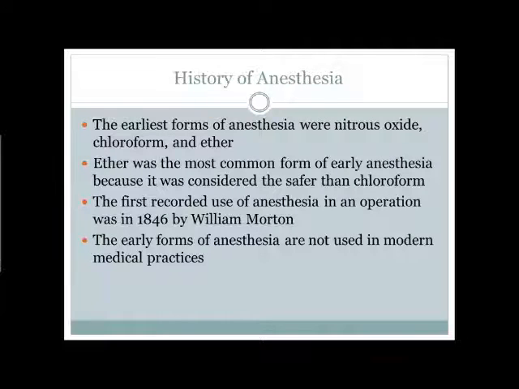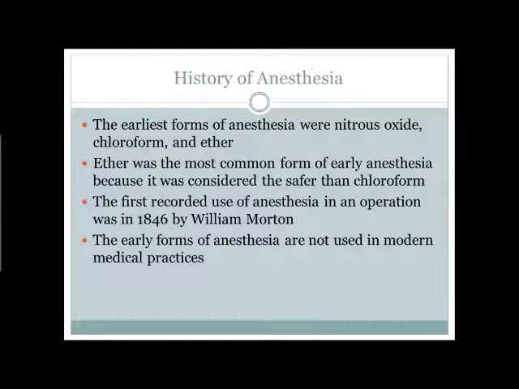Present-day anesthesia has come a long way from the 1800s. In the 1800s, there were three main anesthetics that were used: ether, chloroform, and nitrous oxide. Ether was used most commonly because it was considered safer as well as more effective than nitrous oxide and chloroform. The first successful operation that used anesthesia was in 1846 by William Morton.